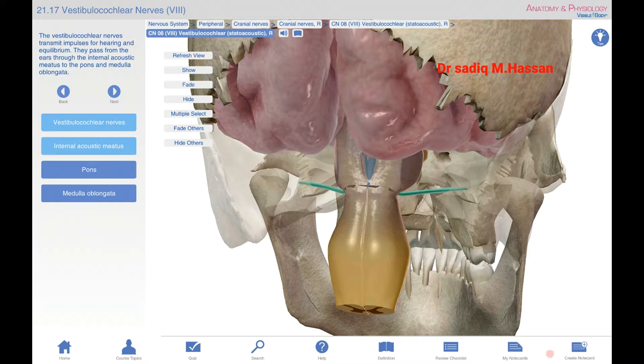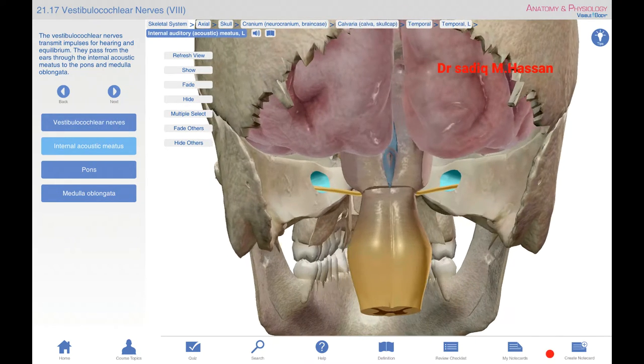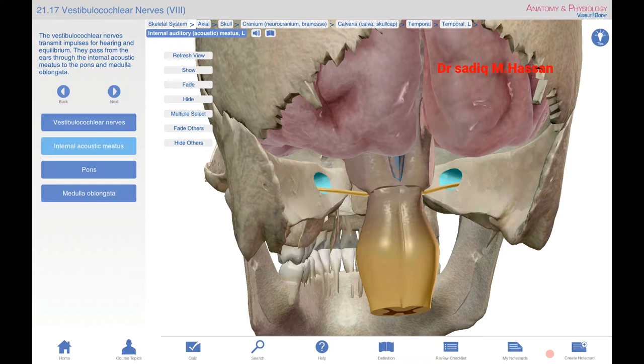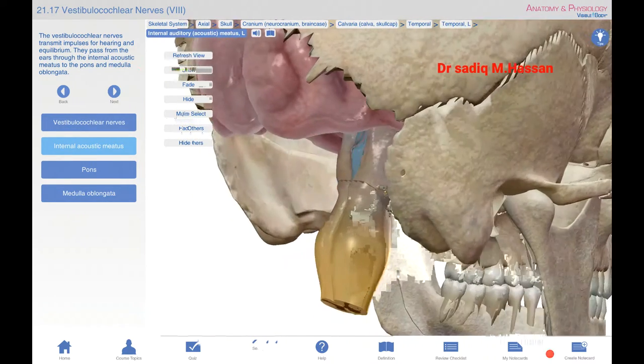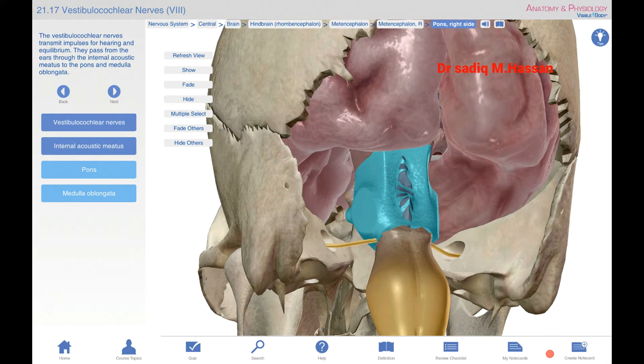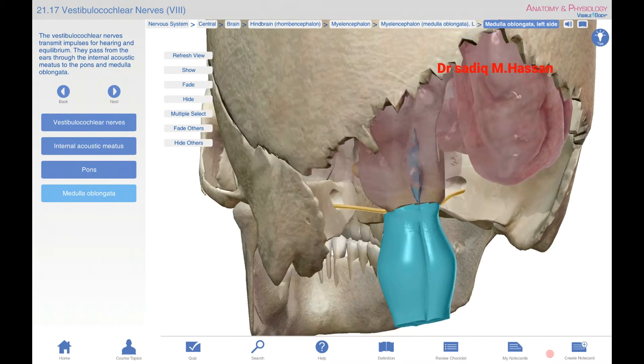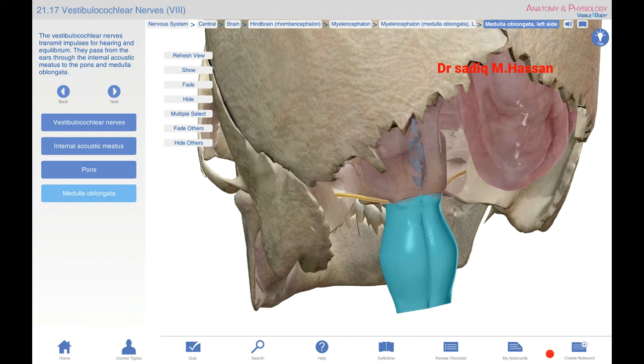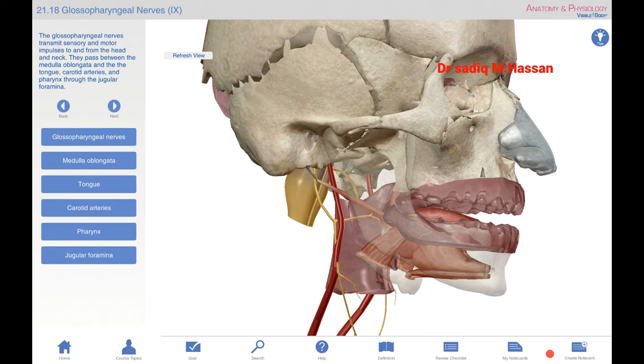What is this structure? It is the internal acoustic meatus, this opening in the temporal bone. They go into the pons and medulla oblongata, which is here. So let's move to the next one. Now the glossopharyngeal nerve, as we said, glossopharyngeal.